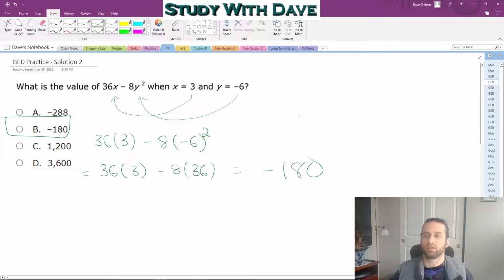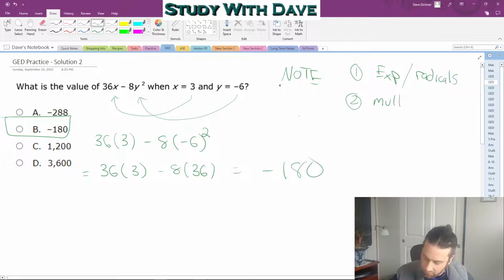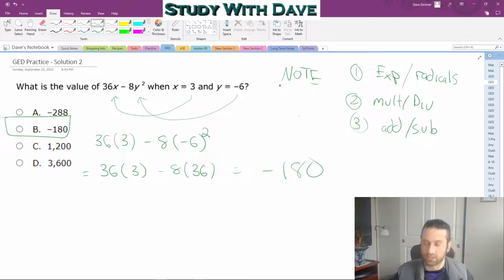And just remember, when you are simplifying equations like this, the first thing to do is deal with exponents and square roots, aka radicals. The second thing to deal with is multiplication and division. And lastly, addition and subtraction. And if you do it in different orders, it could potentially mess you up. So just remember this for any future time that you have to simplify any expressions. That's it for this one.